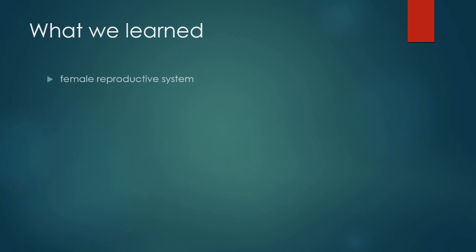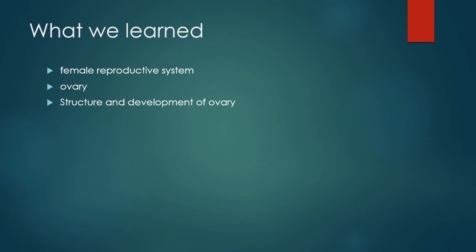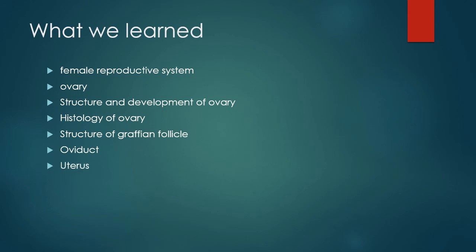What we learned today: the female reproductive system. Ovary. Structure and development of the ovary. Histology of the ovary. Structure of the Graafian follicle. Oviduct. Uterus. Vagina. External genitalia. Accessory glands.